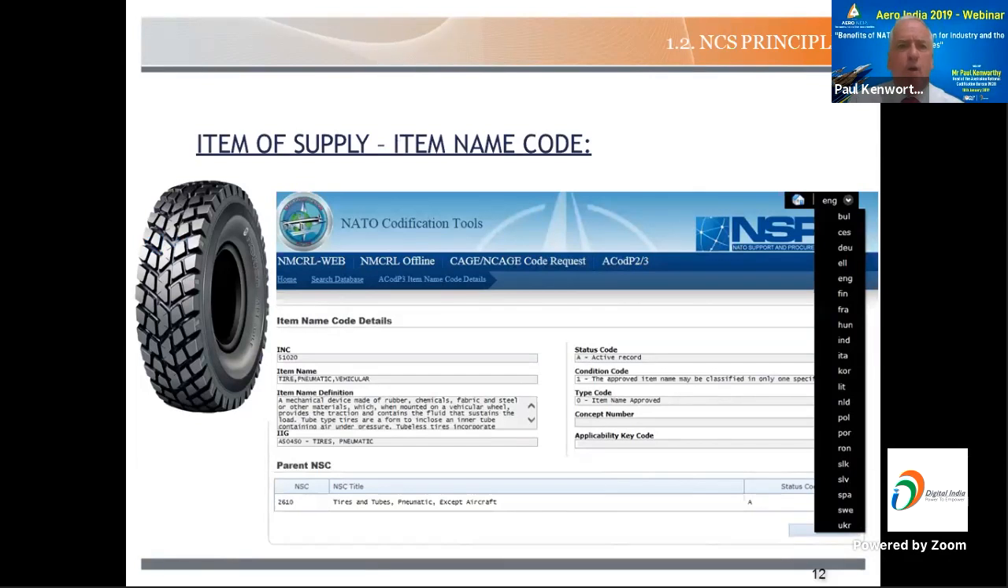Here's just an example of the item of supply and the item name code. Every name has assigned to it an approved item name code. And what that does is that when you are sending information back and forth between countries, it is language independent. In other words, if we are adopting an NSN from Germany, and I'm talking about Australia, when that information comes into Australia, the name and other records, which is all coded, will be translated into English. And that is very useful for our users, of course, most of whom don't speak German.